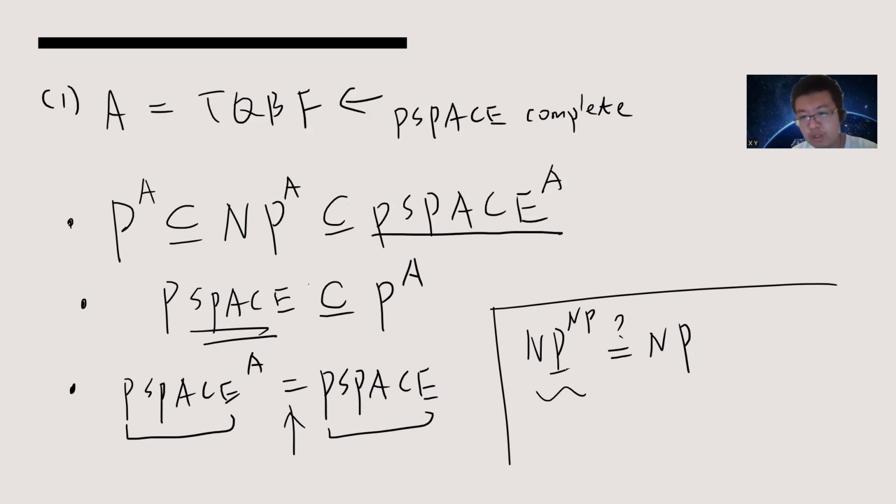This is different from trying to argue that NP with an NP oracle is the same as NP. There you are stuck, because it seems there is a time constraint on the oracle. But for PSPACE there is no time constraint, so if you access A, which is TQBF, you can spend however much time you need, using just polynomial space.